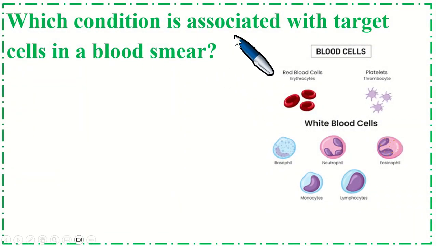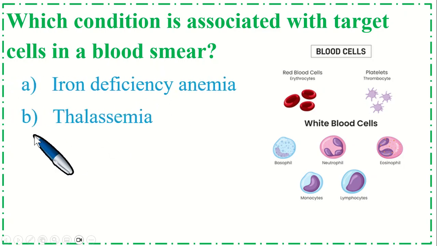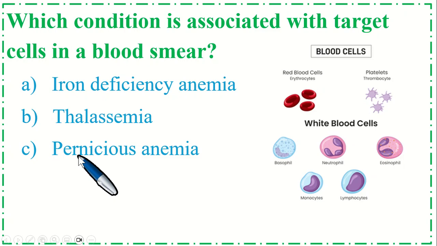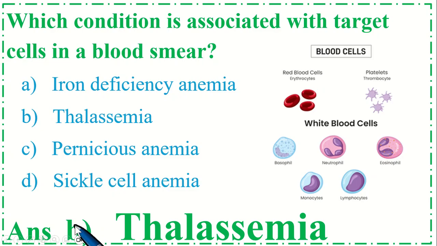Which condition is associated with target cells in blood smear? Option A iron deficiency anemia, B thalassemia, C pernicious anemia, and option D sickle cell anemia. So the correct option is B thalassemia.